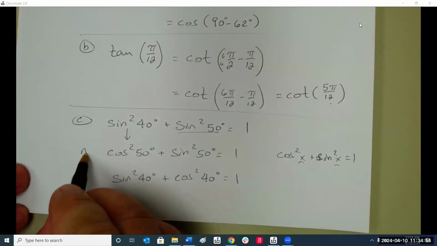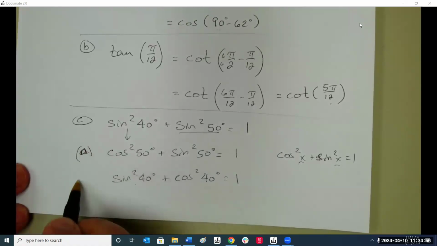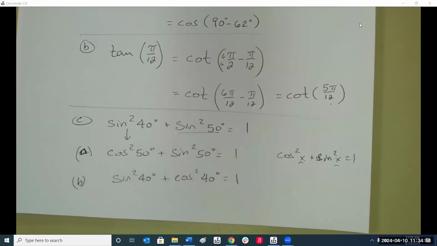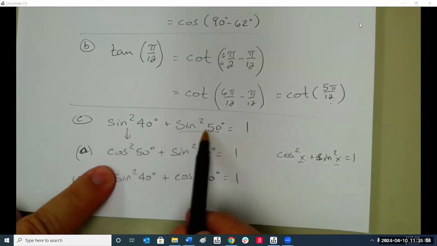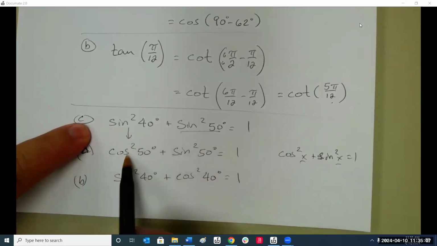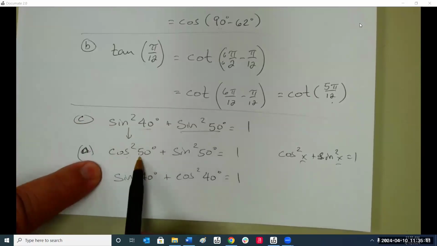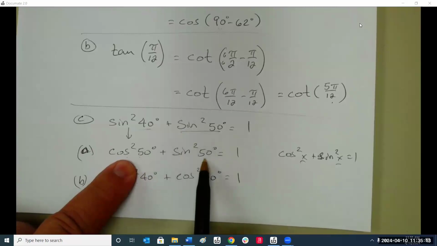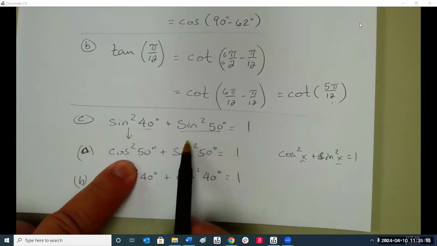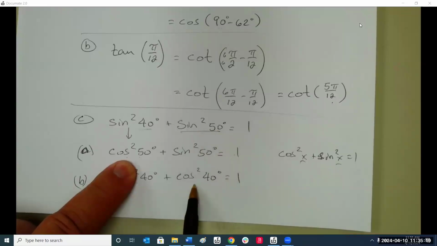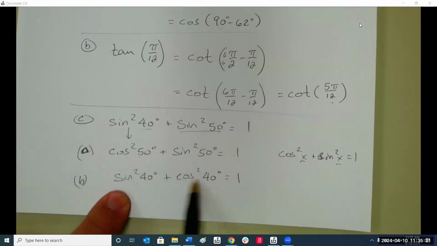So we could do either A or B. We're given this one, so we can find the cofunction of sine of 40, which is cosine of 40, or cosine of 50. So cosine 50, sine of 50 is equal to 1. Or I could take this one. What's the cofunction of sine of 50? Cosine of 50. So, or 40. So now those are the same angles.